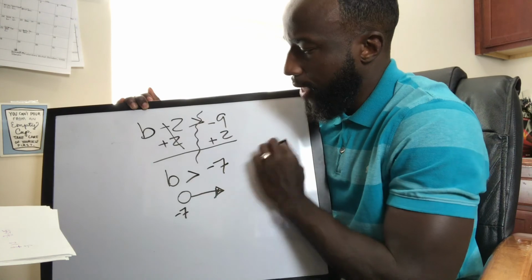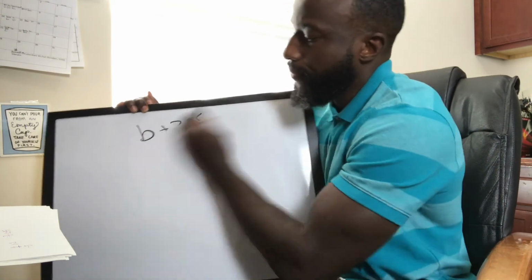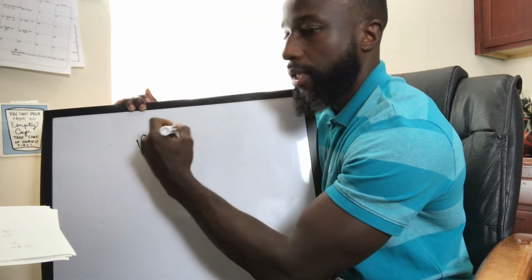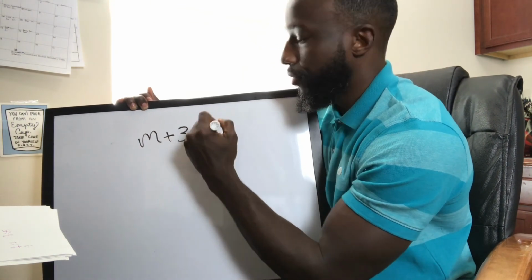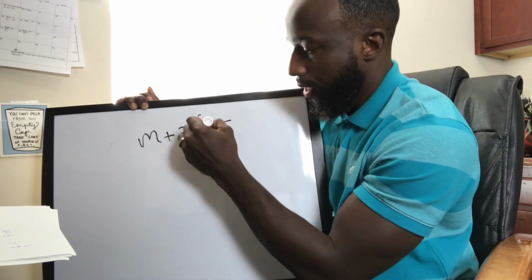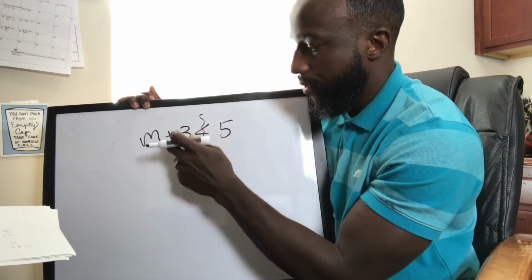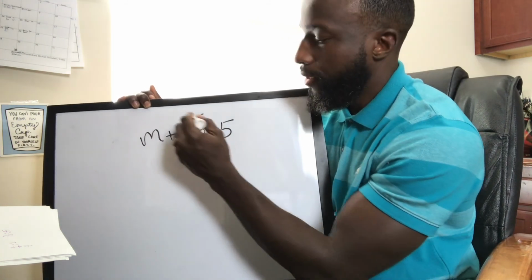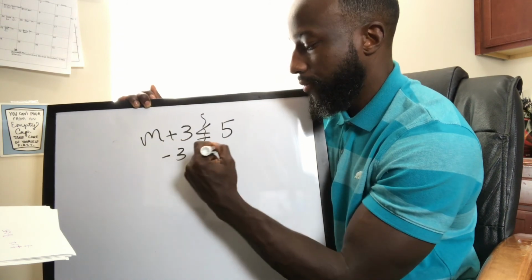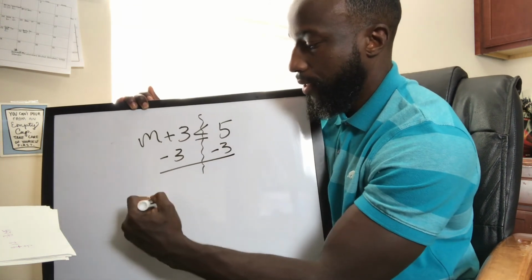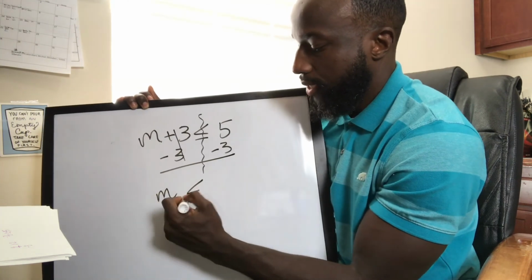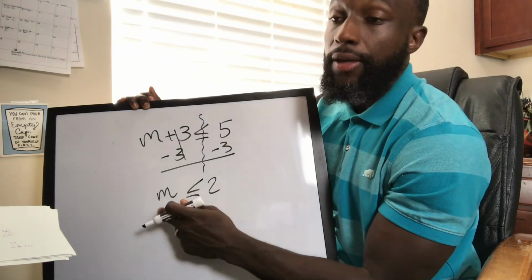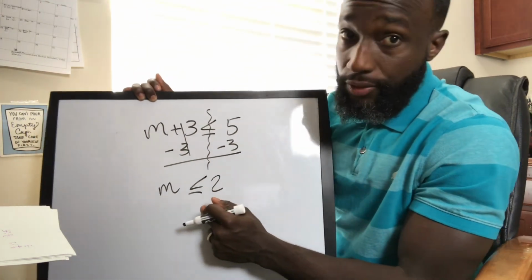Let's look at one where we have to subtract on both sides. Here we go. We've got M plus 3 is less than or equal to 5. Again, the same thing. We have to figure out what is going to make this 5. If you move it over, you have to do the inverse operation. Subtract 3 from both sides. That cancels, and the sign stays in the same direction. 5 minus 3 is 2, so M is less than or equal to 2.